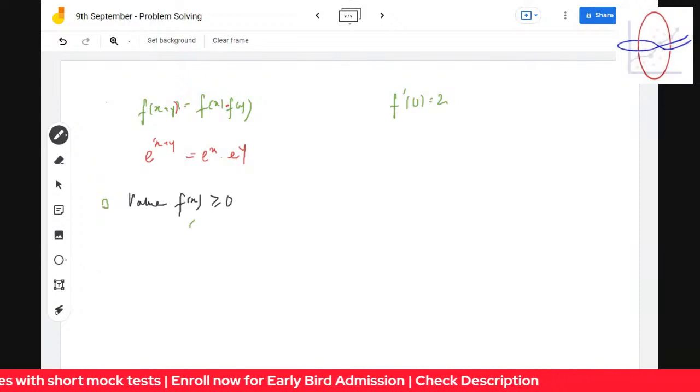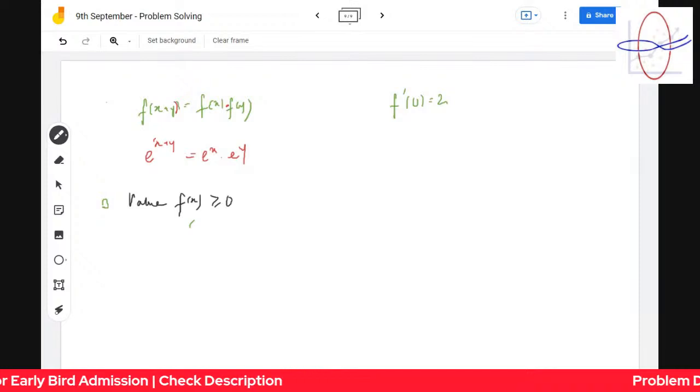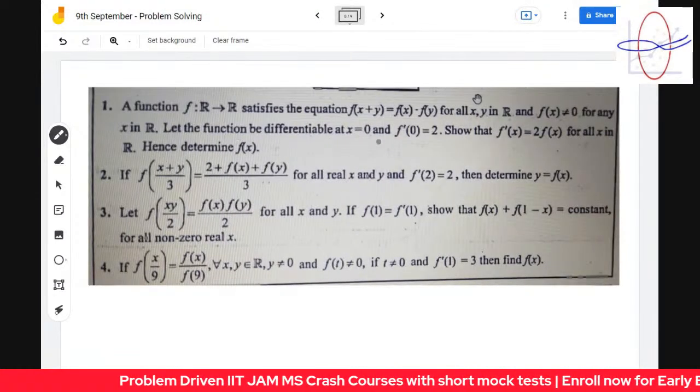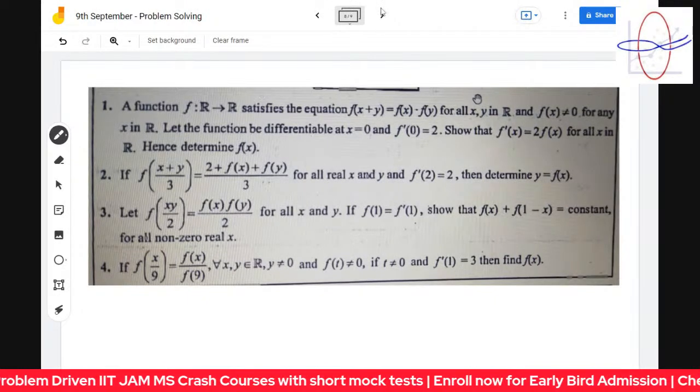Yeah, but from the graph of e to the power x, we can say that it's an increasing graph. No, I'm not asking you to prove that e to the power x is greater than or equal to 0. We can take the derivative and f dash x is... No. We have not proved that f x is differentiable everywhere. It's only differentiable at x equal to 0. It's not given that f x is differentiable everywhere.